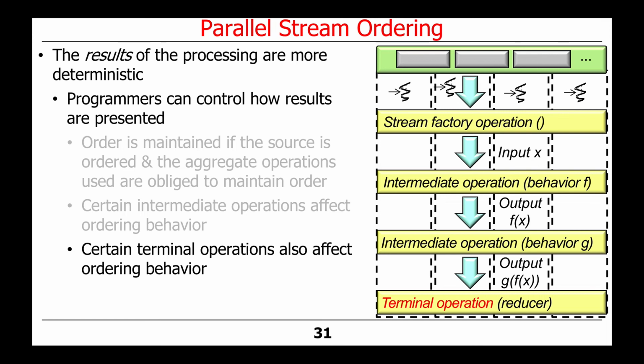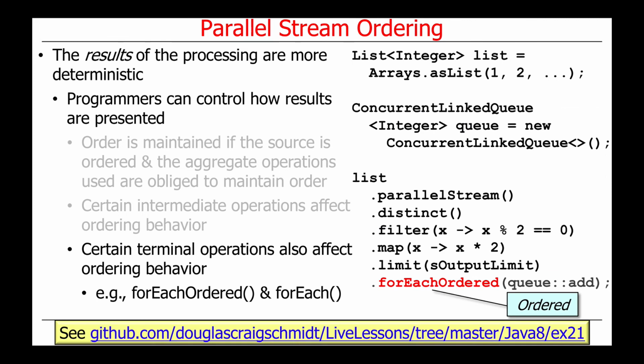Certain terminal operations also affect ordering behavior, and this is an interesting one. You'll see that there's one terminal operation called forEachOrdered, which I show you here. I'll walk through the code in a second. As the name implies, this gives you ordered output, where the ordering must match the encounter order. Here's more or less the same code, except this time we use the .forEach method or terminal operation. And in this case, the semantics are unordered. So by default, forEach is unordered, whereas forEachOrdered is ordered.